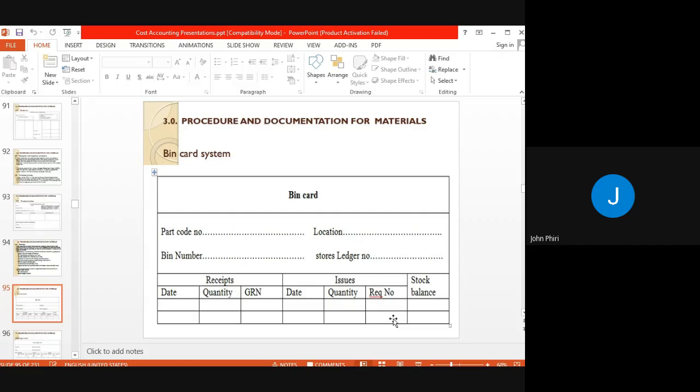Because before you issue to any department, that department must raise a requisition as well. Then, if you have just received, you put the quantity and stock balance of 100. The other day, you begin to issue afterwards, after receiving, then you begin to subtract. So out of 100, if you have issued a quantity of 30, then you know the balance is 70.